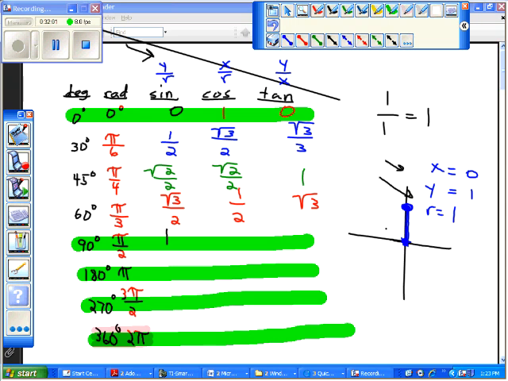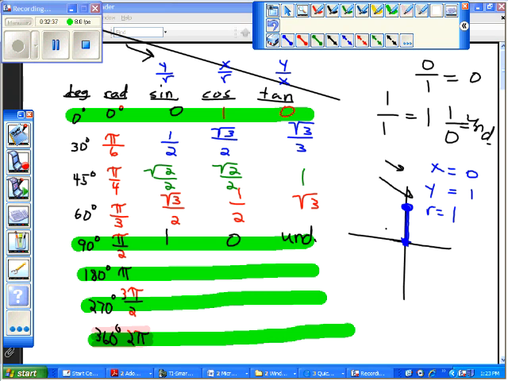Cosine of 90 is x over r. X is 0, r is 1. 0 divided by 1 is 0. And so the cosine of 90 is 0. Tangent is y over x, which is 1 over 0. Division by 0 is mathematically undefined. And we say then that the tangent is undefined at 90 degrees.